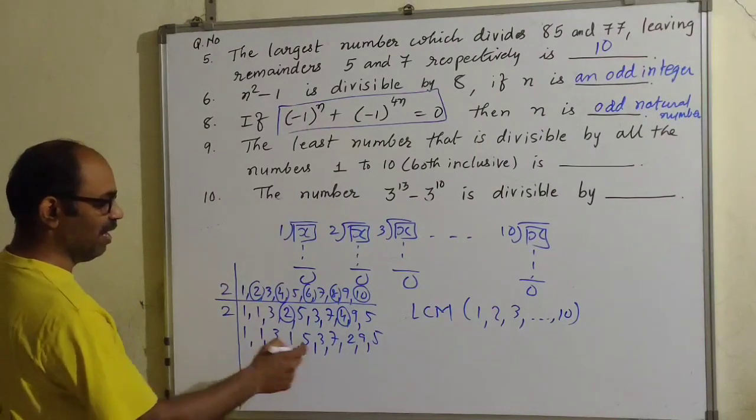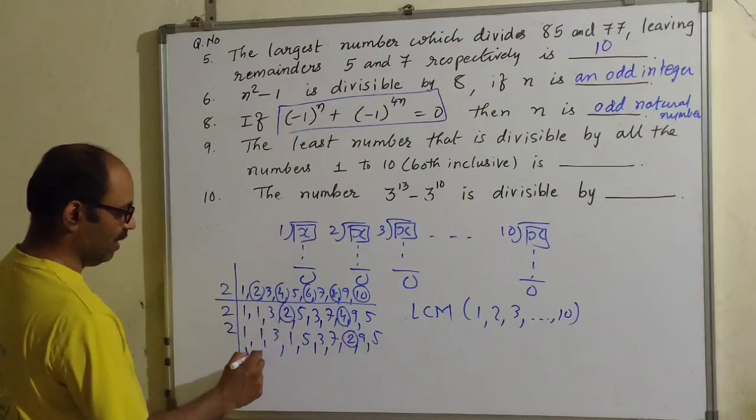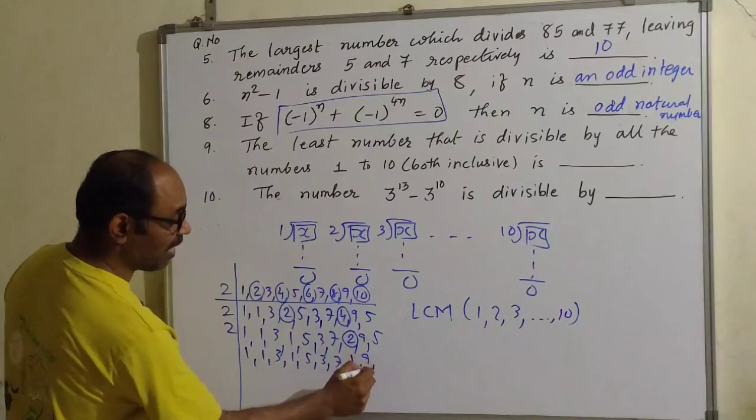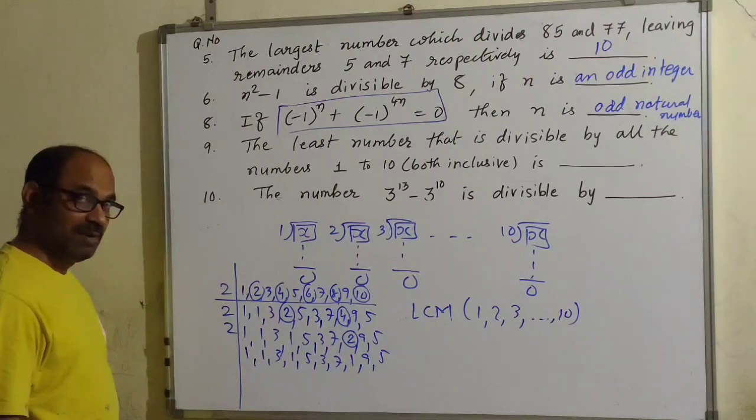Still any number divisible by 2? Yeah, we got one number. 1, 3, 1, 5, 3, 7, 2 1s are, 9 and 5. Now no number is divisible by 2.